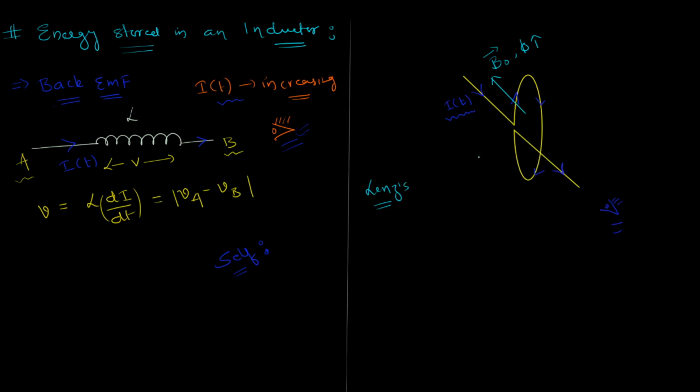oppose this, right? And why are we trying to oppose? Because not only is the field in this direction, the field is increasing, therefore flux is increasing. And Lenz has told us that the induced magnetic field should be opposing the existing magnetic field if that magnetic field is increasing, right?